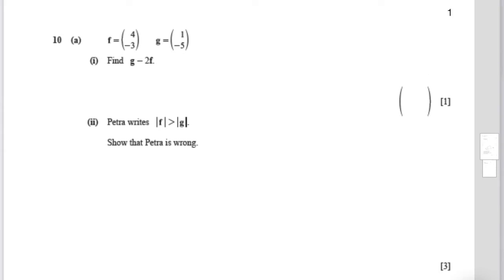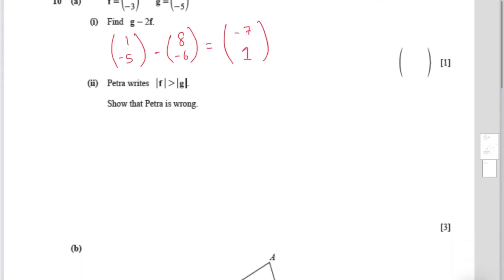That means you need to multiply this with 2 and subtract the value that you get from G. So let's write G first, 1 and negative 5, minus 2 times this, which would give us 8 and negative 6. Okay, when we have 8 and negative 6, what do we get? 1 minus 8 is negative 7 and minus 5 plus 6 is positive 1. So your matrix is negative 7 and positive 1.